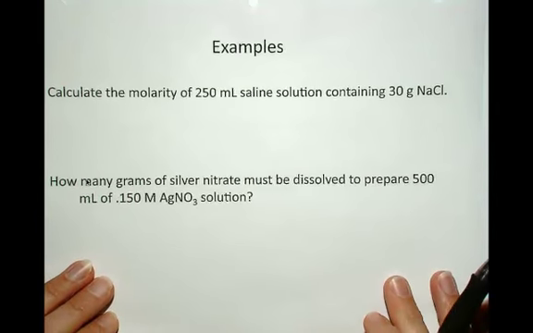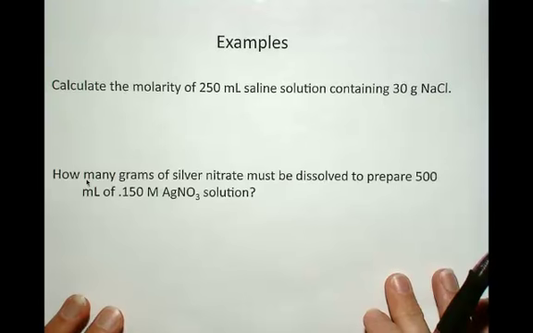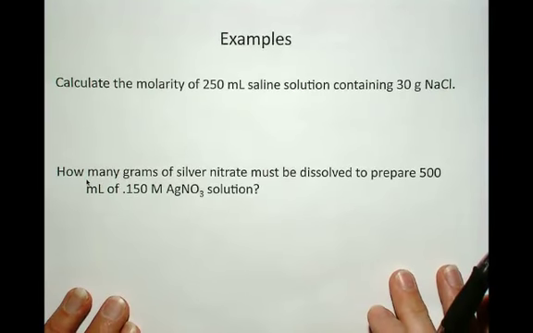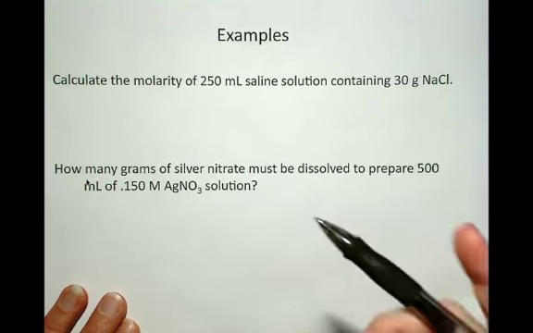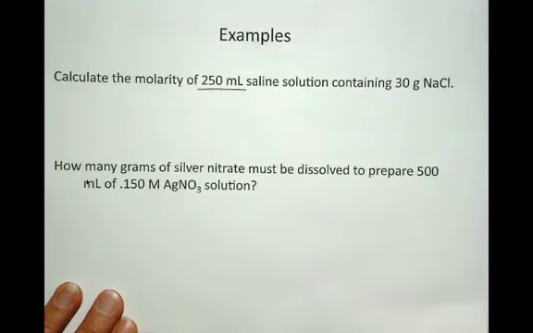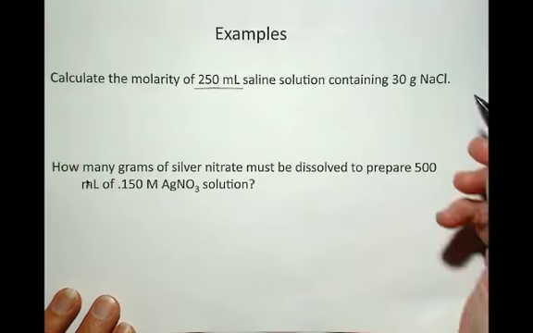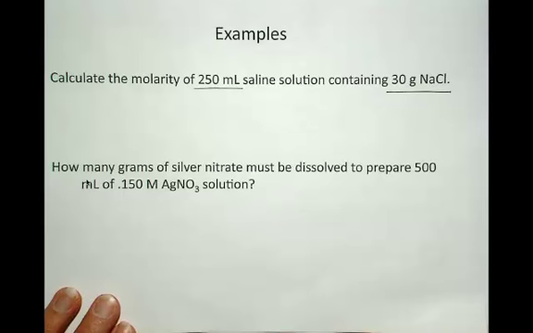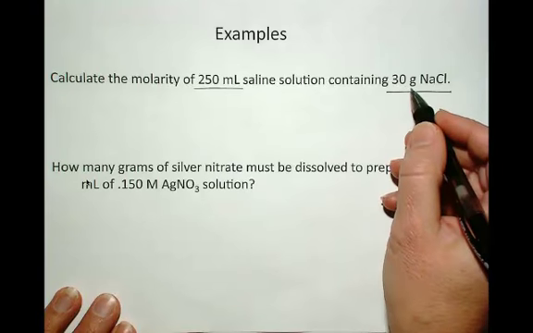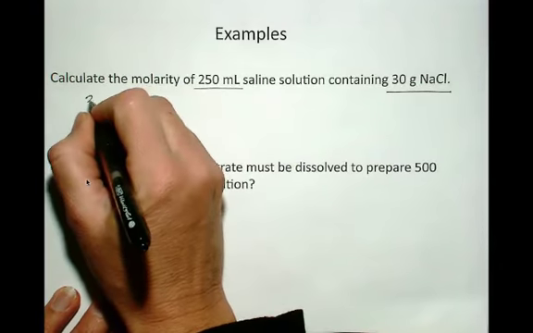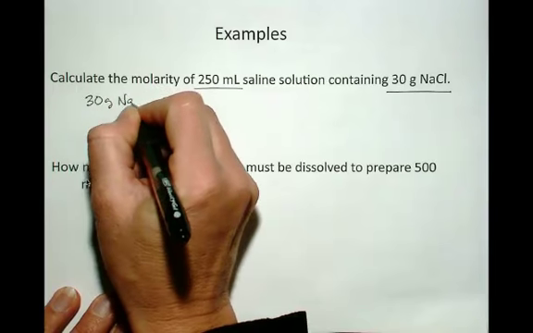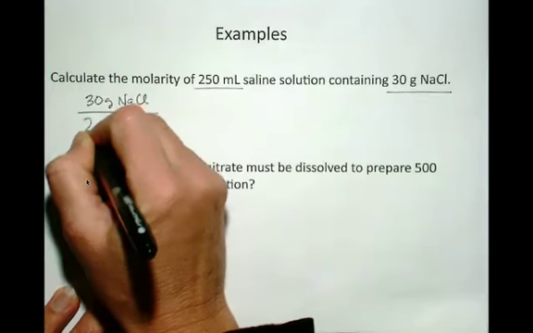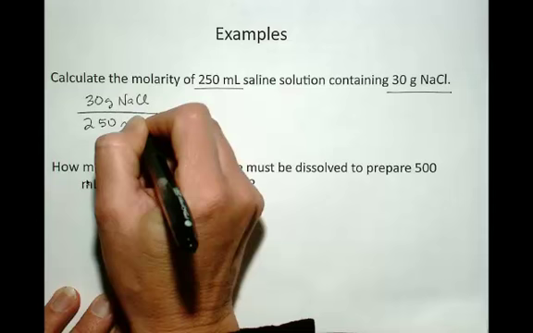Calculate the molarity of a 250 milliliter saline solution containing 30 grams of sodium chloride. So in this case, 250 milliliters is going to be our total solution volume, and we're going to put 30 grams of sodium chloride in that solution. And so what you do in this case is just write down what's given, and it's 30 grams of sodium chloride in 250 milliliters of solution.